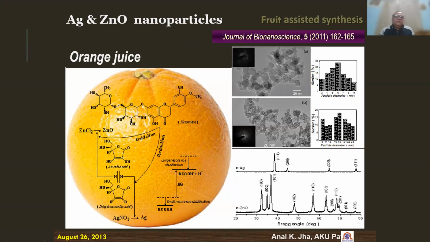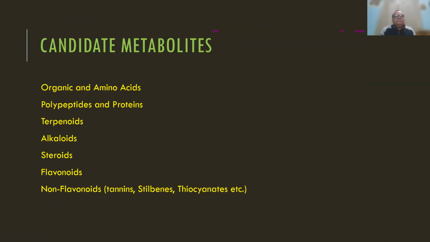But preliminary results were very encouraging under supervision of a doctor. So what could be the candidate metabolites, whatever we saw? Organic and amino acids participate, polypeptides and proteins, terpenoids, alkaloids, steroids, flavonoids, non-flavonoids like tannins, stilbenes, thiocyanates, etc. These things participate, help in the synthesis of nanomaterials.